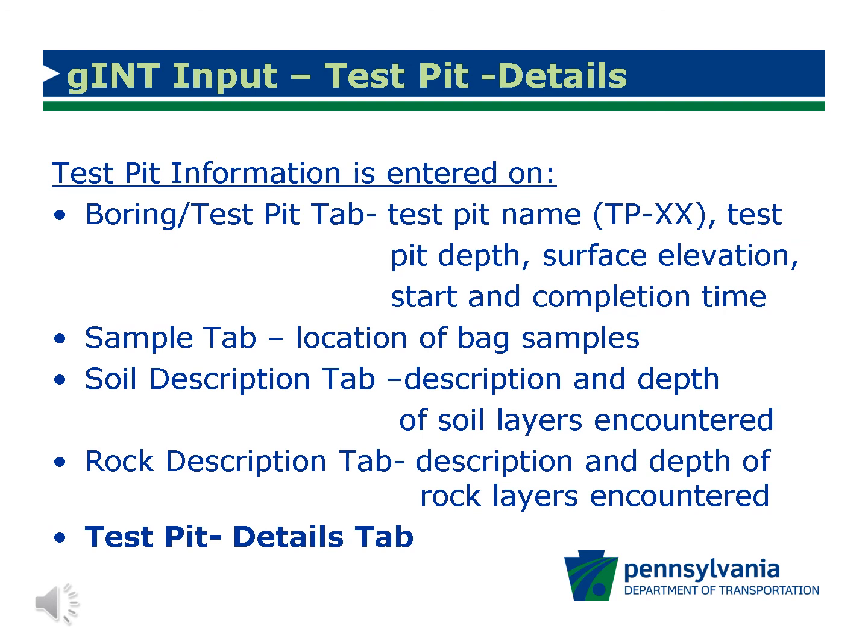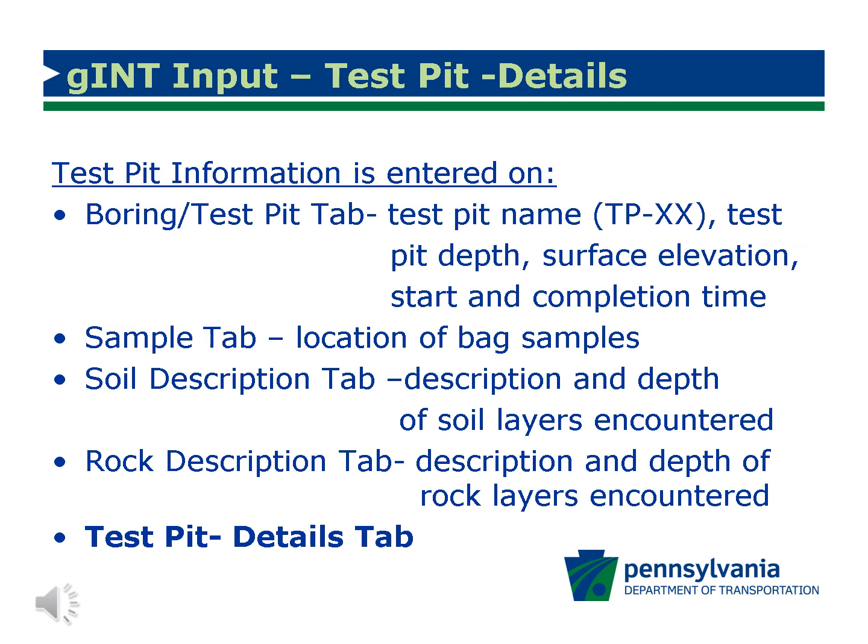In general, enter information on the Boring Test Pit tab. Enter a test pit identification starting with TP, test pit, following Publication 222 naming conventions. Then enter the test pit depth and surface elevation. Start date and time and completion date and time for the test pit are to be entered. On the Sample tab, enter the start and end depth of bag samples and depth of pocket penetrometer and torvane values.